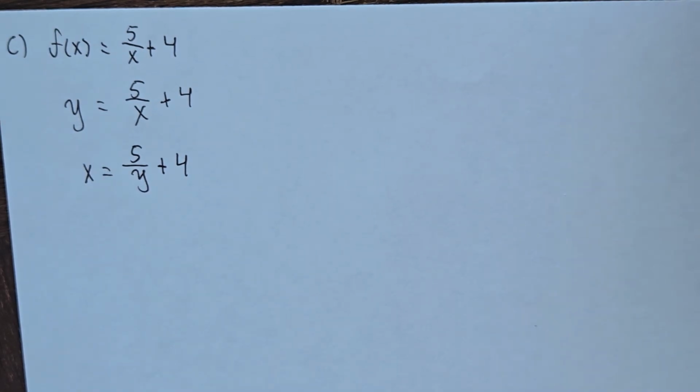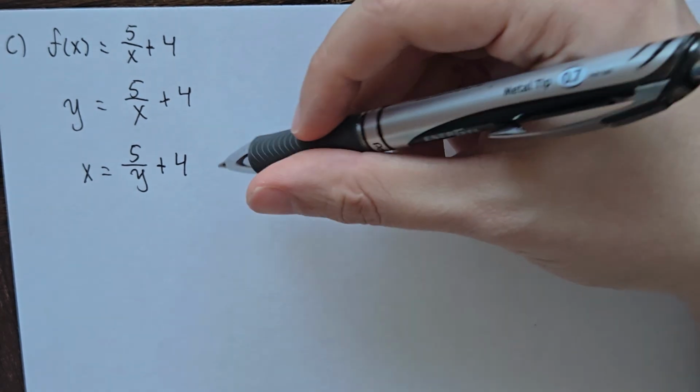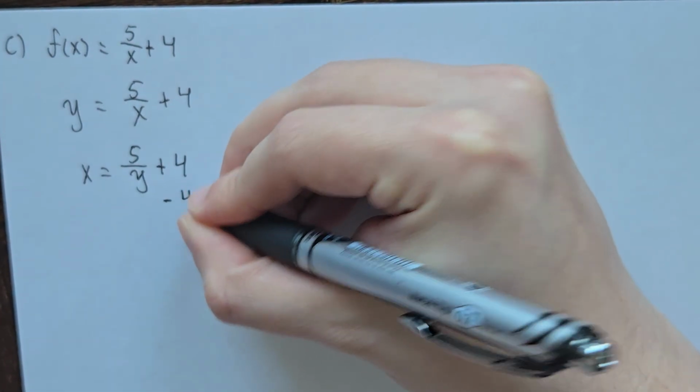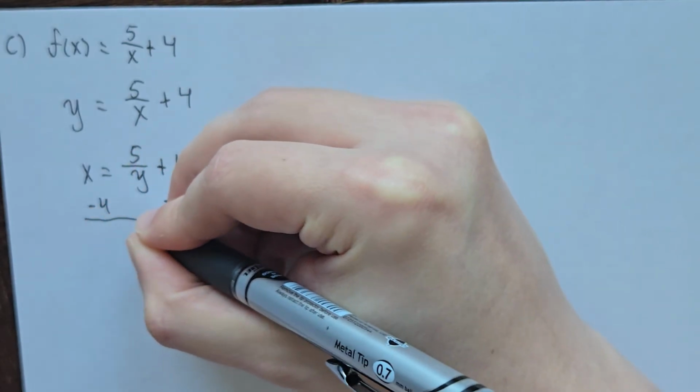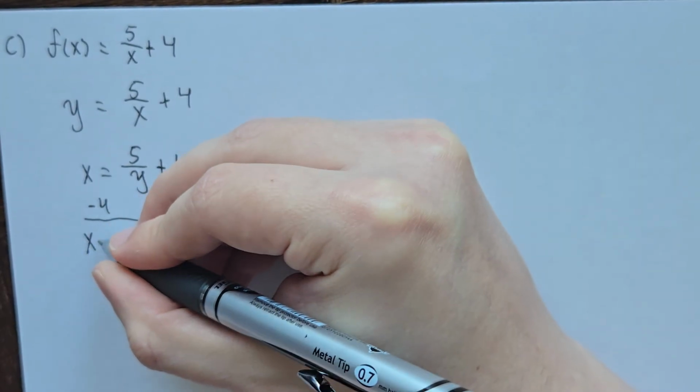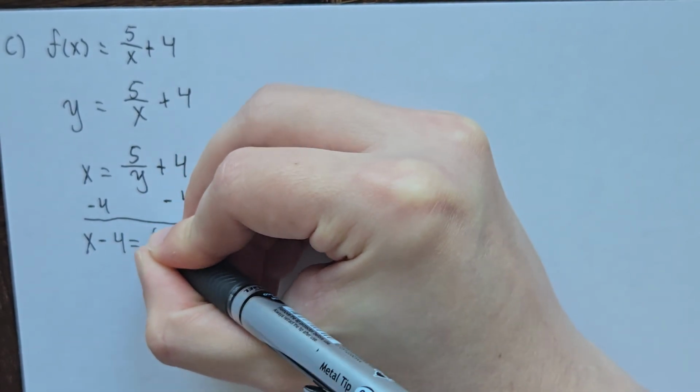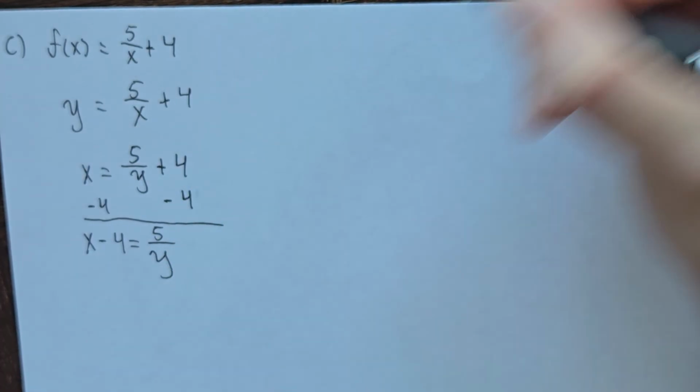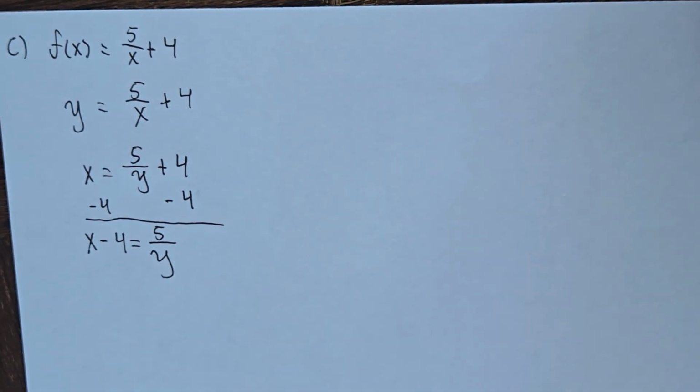Now, what I would recommend doing whenever you see the variable that you want to isolate in the denominator is to first get everything that is not part of that variable onto one side. So for example, I'm going to start by subtracting 4 from both sides, adding a negative 4. And what we'll be left with is x minus 4 is equal to 5y.